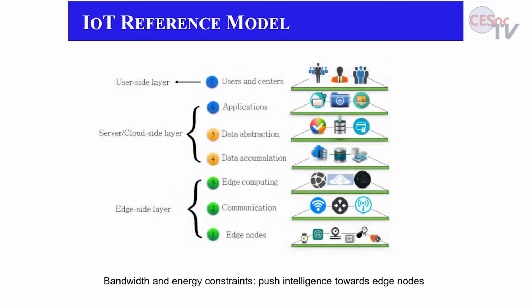So what is happening with the increase in the number of devices is that there's a huge bandwidth problem. I cannot send all the data to the cloud. There is a huge energy problem. Just sending all that data to the cloud requires a lot of battery energy. So the trend is to push intelligence downwards towards the edge nodes. And the extreme of the edge node is the sensor node. So we'll see if it is possible to push inference onto the sensor node itself.